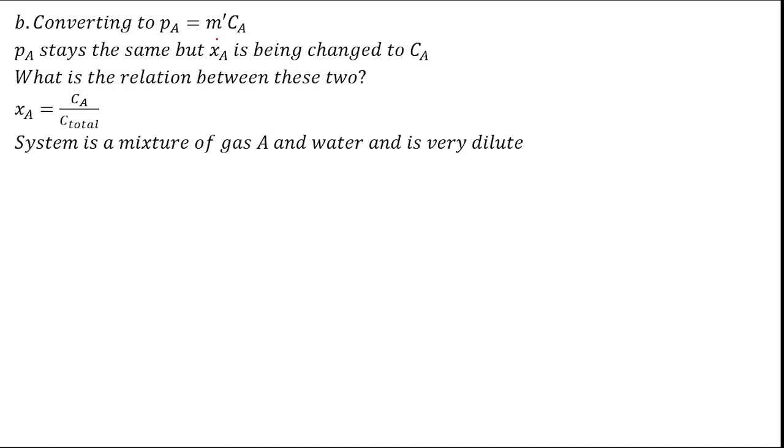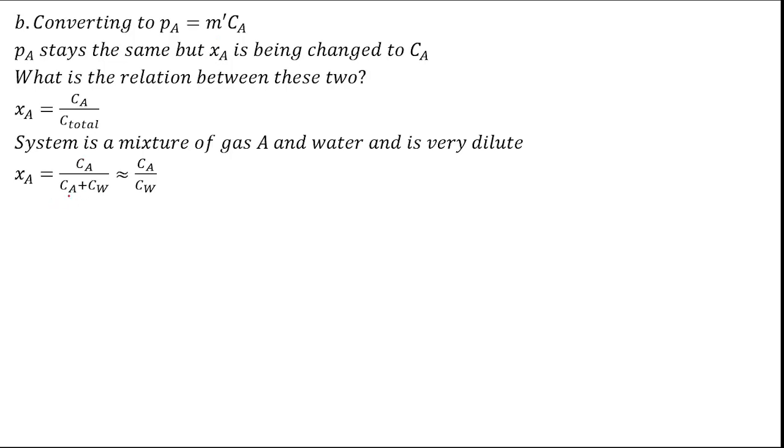We have a system which is a mixture of gas A and water, and it is very dilute according to the question. So the question even told us that the solution is dilute, and we can assume that the density of the solution is the same as the density of water. It means that the solution is so dilute that we can approximate its properties to be as though it was just water, right?